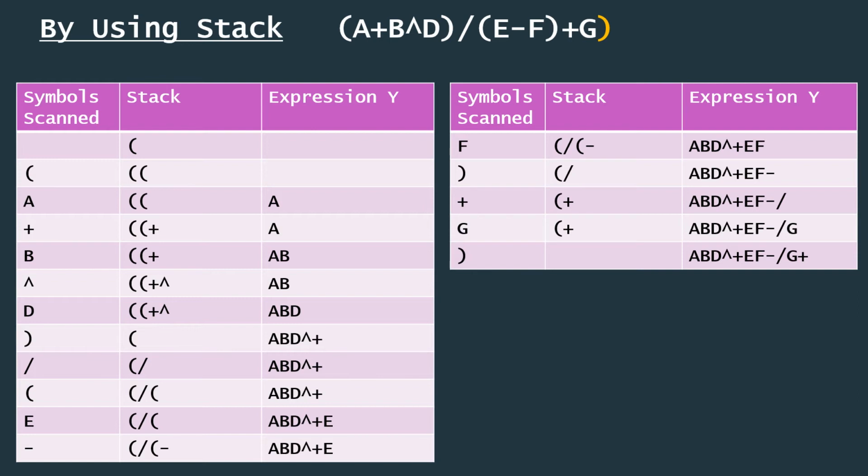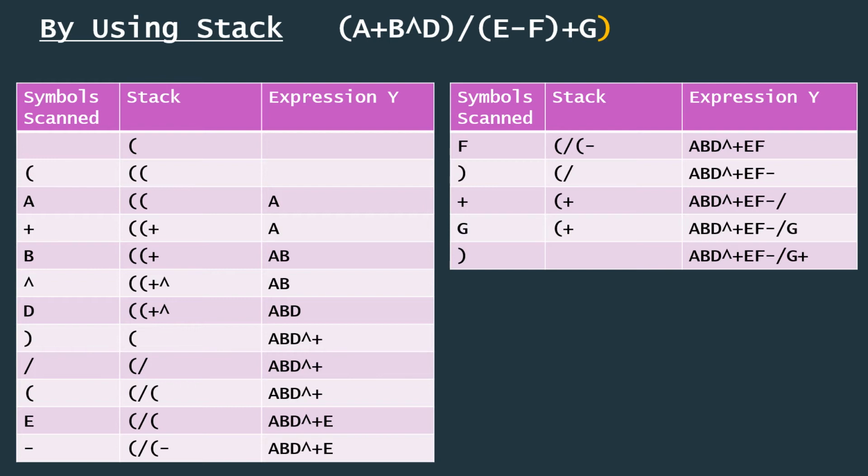E is one operand that will go to the expression. Minus is one operator that will be placed in the stack. Then F is one operand that will go to the expression. Then right parenthesis will come. Now it will pop the operator from the stack and add it to the expression. So the minus operator will be added to the expression.